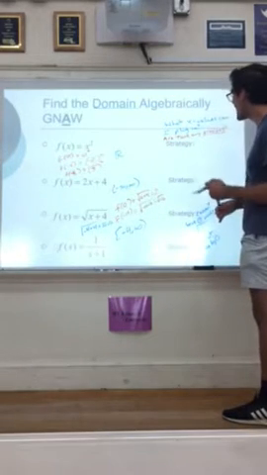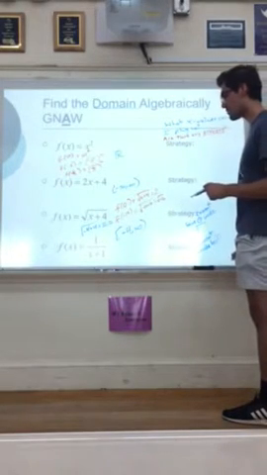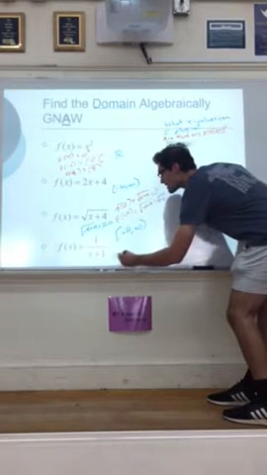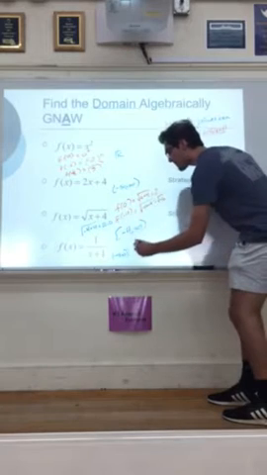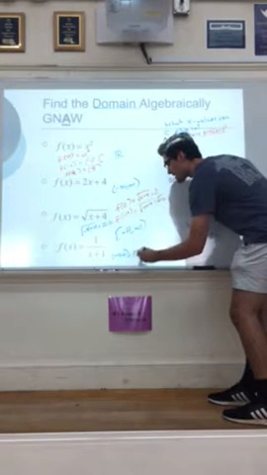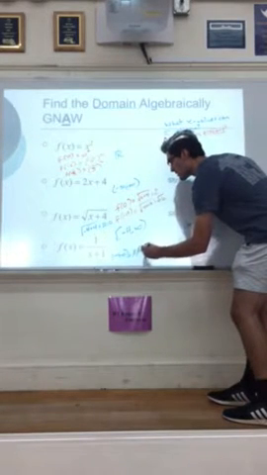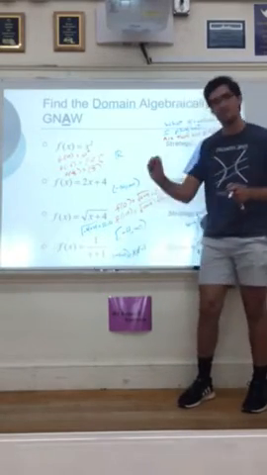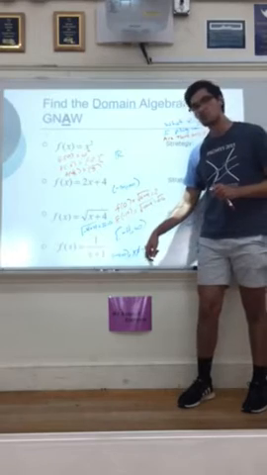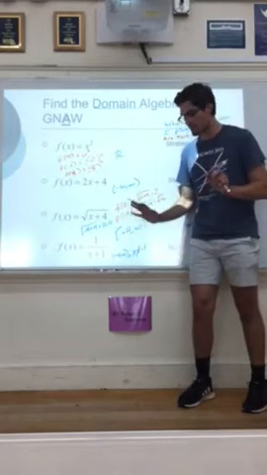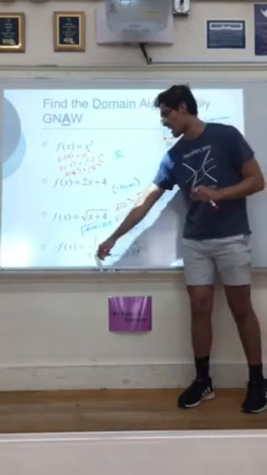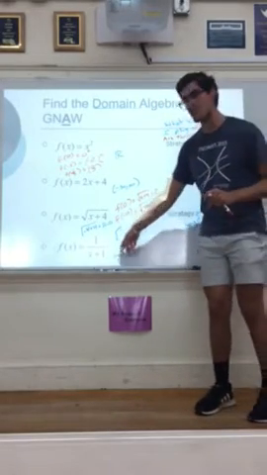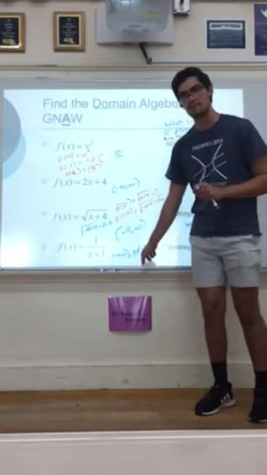So if I cannot plug in negative 1, then my domain is every single number except x cannot equal negative 1. So what I'm saying here is every number is good except for negative 1. Negative 2, fine. Negative 1.1, fine. But x cannot equal negative 1. That is the only problem. The domain is everything except that.